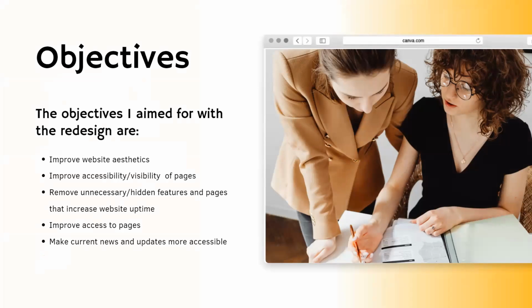So, beginning with the goal in mind, I had several main objectives that I aimed for. For one, I wanted to improve the website aesthetics of the current UCA website. I wanted to improve the visibility and accessibility of pages for all users. I wanted to remove unnecessary and hidden features that would increase the website uptime, improve access to pages, and make current news updates and important pages more accessible.